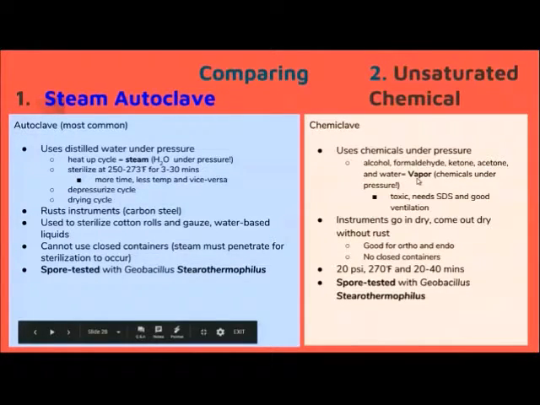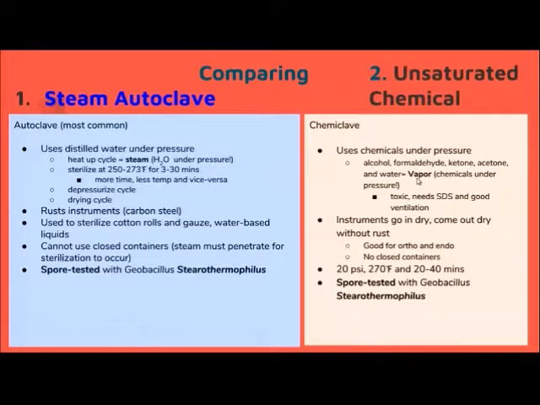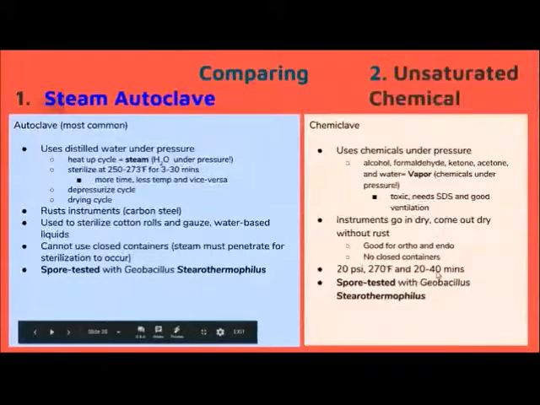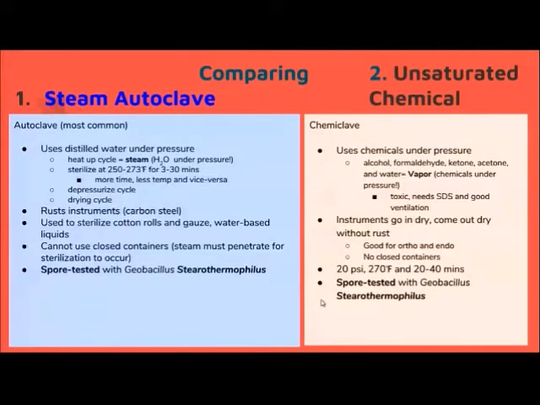For chemical vapor, if you put the instruments in dry, they'll come out without rust. So that's a really good thing. But the chemical vapor is toxic, so there are trade-offs with this. You need really good ventilation to use chemical vapor. We also test this with Geobacillus stearothermophilus, and the cycle is typically the same, about 20 to 40 minutes at about 20 psi or 20 pounds of pressure.